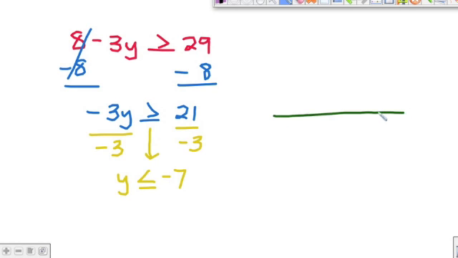To graph that, that means that y has to be smaller than negative 7 or equal to negative 7. So we're going to have a closed circle on negative 7. And to show we're going smaller, remember in negatives, you're going farther away from 0, I'm just going to put negative 10 down here. And draw my line going in that direction. So if you remember, whenever dividing by negative, you flip the sign around, you'll be okay. That's the only time we ever flip that inequality around.